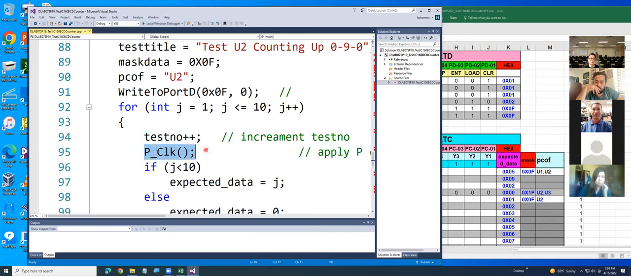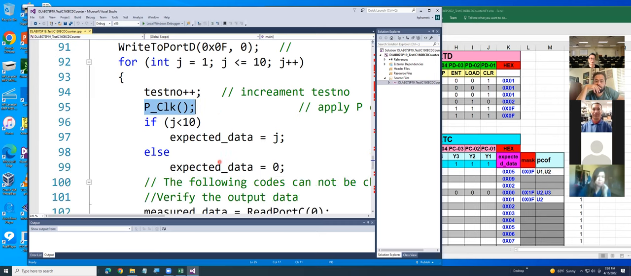Okay? And now if you apply the clock, it will be counting. However, how come I said if J less than 10, the expected data I want to be J, otherwise I want it to be 0? Why did that happen? You understand me? The output of the counter starts at 0. You apply the clock, it counts 1, next 2, 3, 4, 5, 6, 7, up to 9.